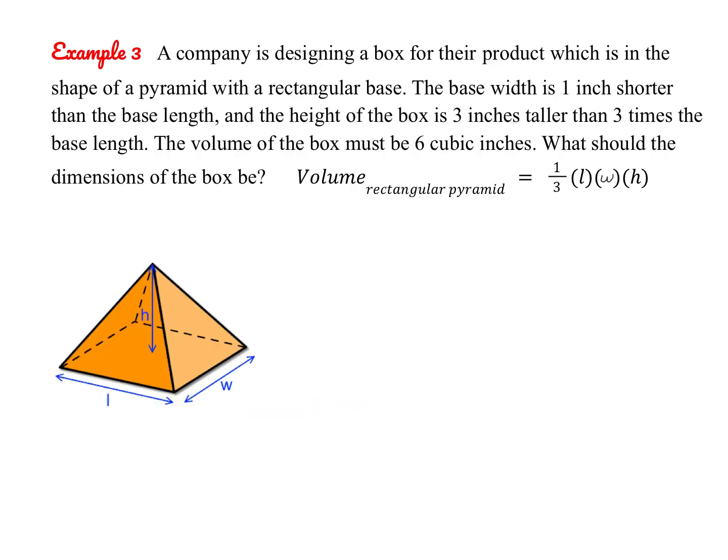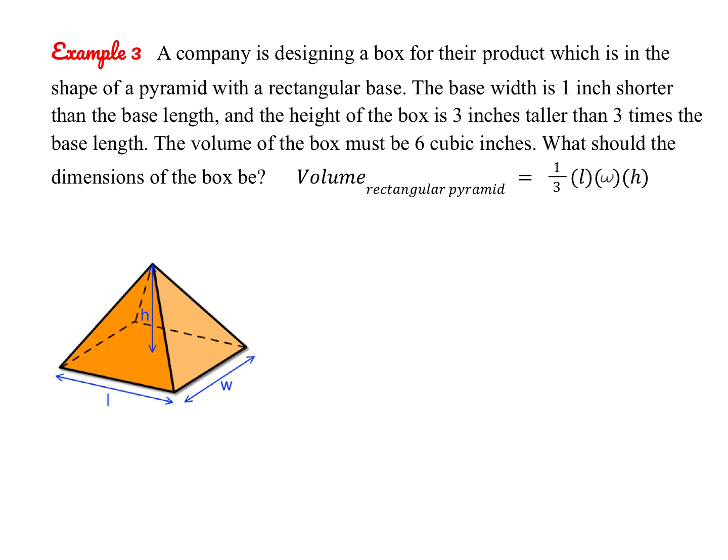All right, so now that we know how to solve polynomials using this rational root theorem, let's try a word problem. So it says a company is designing a box for their product, which is in the shape of a rectangular pyramid. The base width, so this dimension, is 1 inch shorter than the base length, and the height of the box is 3 inches taller than 3 times the base length. The volume of the box must be 6 cubic inches, so what should the dimensions be?